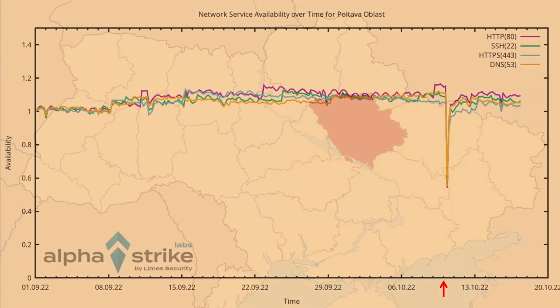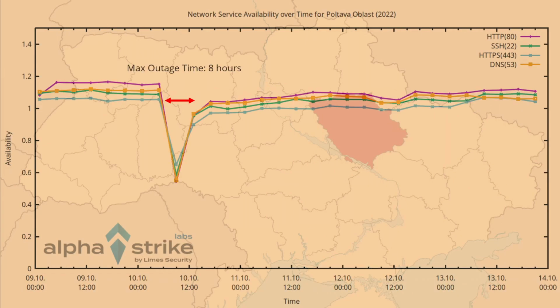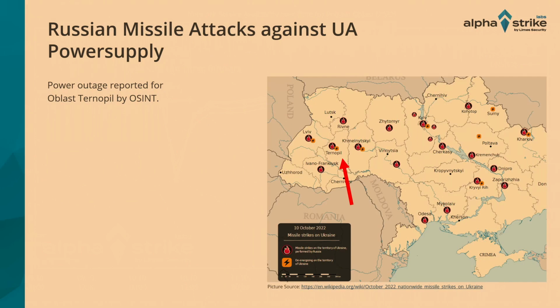We can see here on the right side a drop across all protocols, and this time it was 8 hours, but it was not that big. The drop was only approximately 40%. We can also see this here for Ternopil.